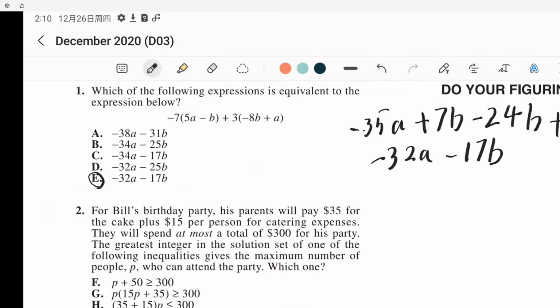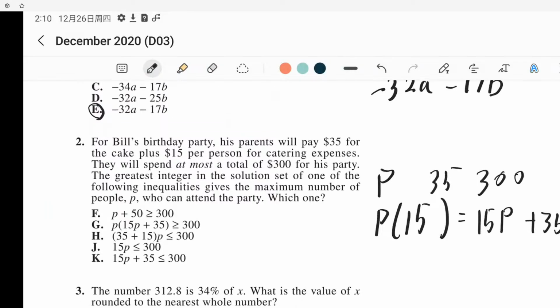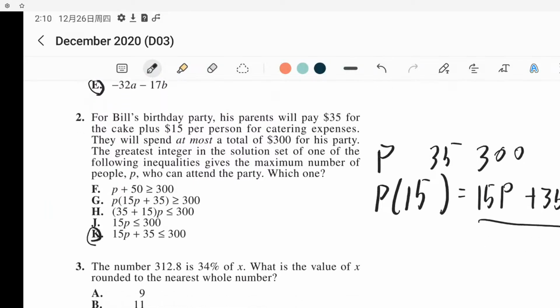So which one? We're given that we have $300 total. And then the parents will pay $35 for the cake. And we have p amount of persons. So for each person, we have $15. So we can write that as 15p. And then plus 35, because we have the $35, should be less than or equal to 300. And by writing out the expression, we can see K is our final answer.